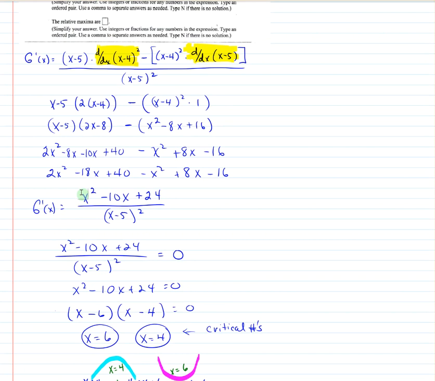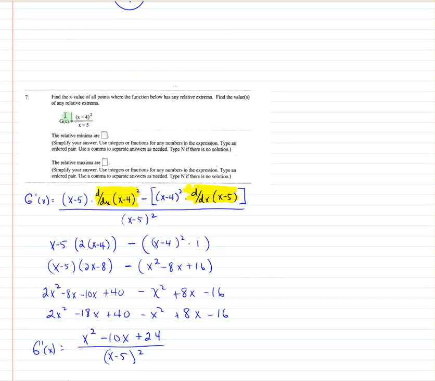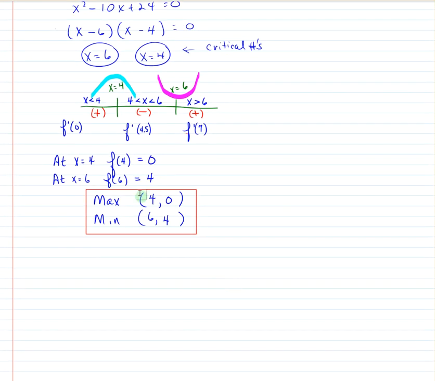So I am plugging in way back up here, plugging into that to figure out what f of 4 is and f of 6. So when I do that, here are my x values, 4 and 6, 0 and 4 are my y values. So my max is here, my min is here.